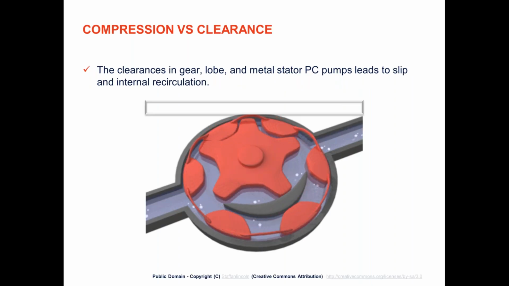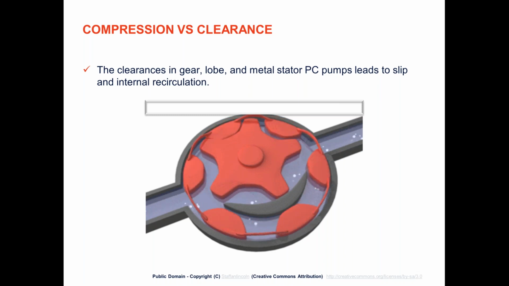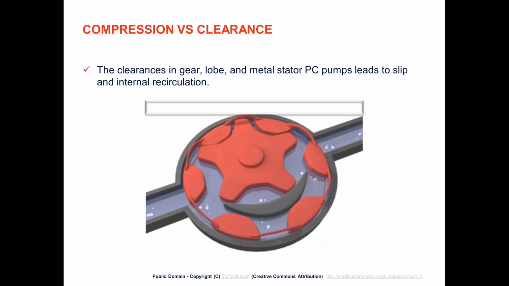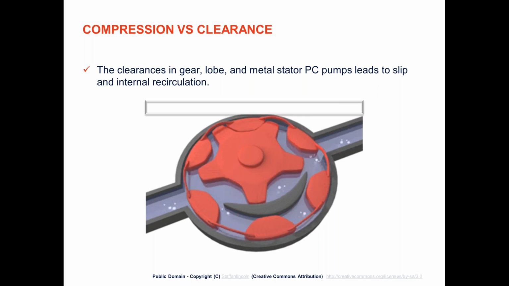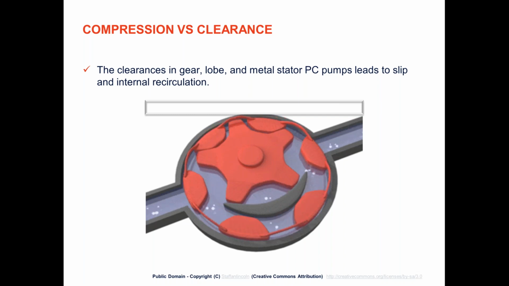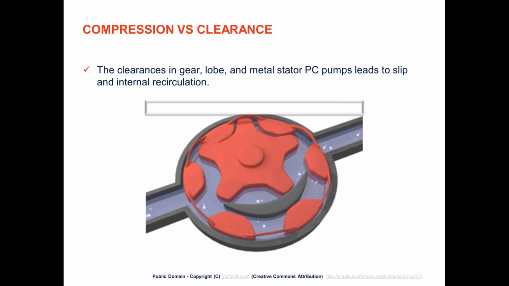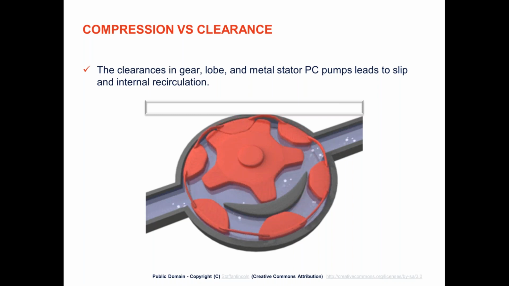Compression versus clearance. As we discussed earlier, a progressive cavity pump is a compression fit between a rotor and stator. When you look at gear pumps and lobe pumps, there are clearances or tolerances within that pump. This can lead to slip and internal recirculation. So if you're looking for a great polymer pump, you would not want to start at a gear or a lobe pump.